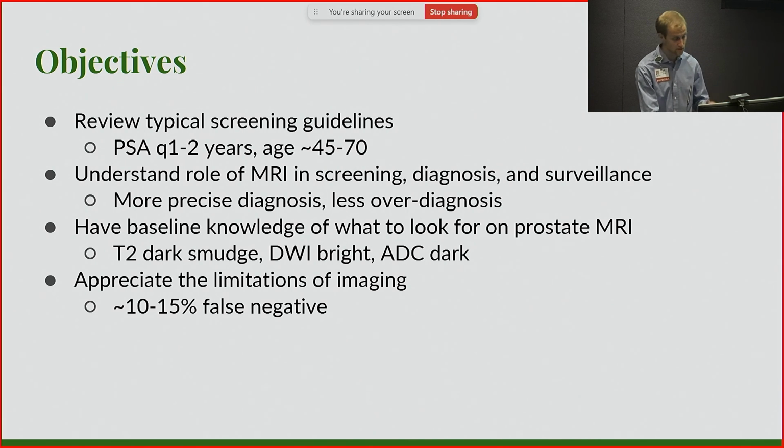Limitations are really that 10%-ish, maybe 15% chance of a false negative. With a negative MRI, if they have a mildly elevated PSA, I usually just continue to follow the PSA for a little while longer. If it consistently rises, I think it's probably a good idea for most guys, especially in their 50s and 60s, if they're young and don't have a lot of other health problems, to rule out a prostate cancer that we're missing.